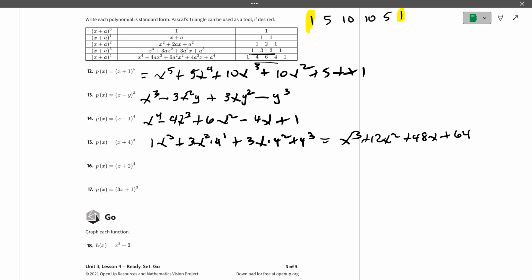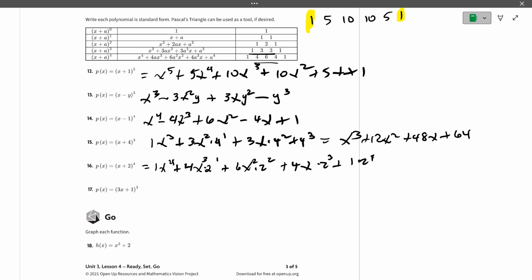All right, using the 1, 4, 6, 4, 1 pattern here, I'm going to have 1x to the fourth, and then my binomial coefficient. X goes down a power, 2 comes up a power, and a 6. And then x goes down a power, 2 goes up a power, and then a 4 with an x going down a power, and a 2 coming up a power, and then finally a 1 times 2 to the fourth.